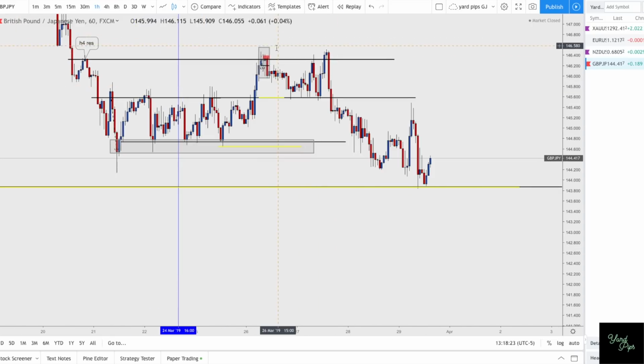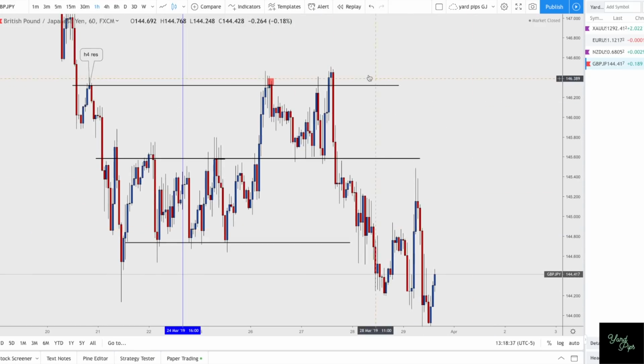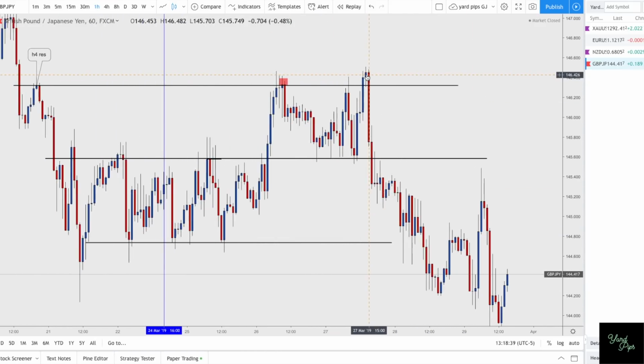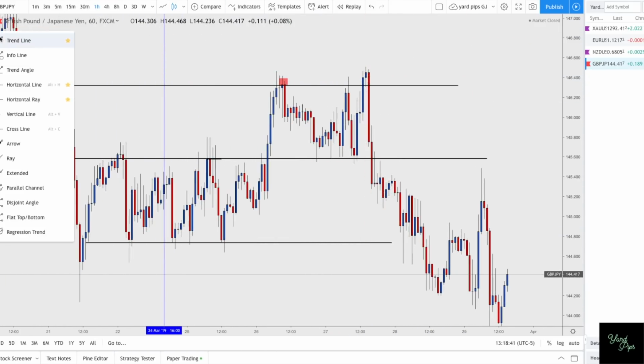Let me clean some of this up for you guys. I don't want you to get confused in all this noise. Clean charts, guys. Say it after me: clean charts. You don't need all those squiggly lines. Right? So we have a picture that is being painted right here.